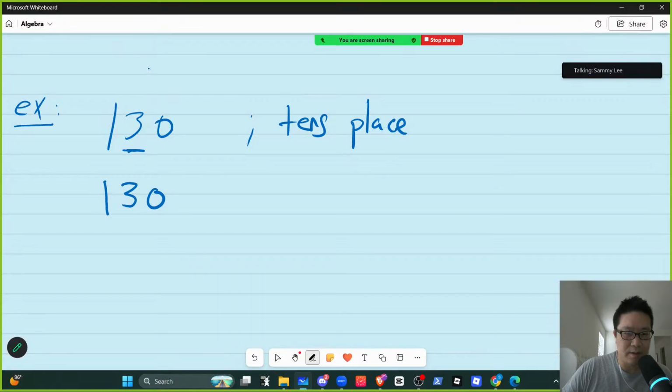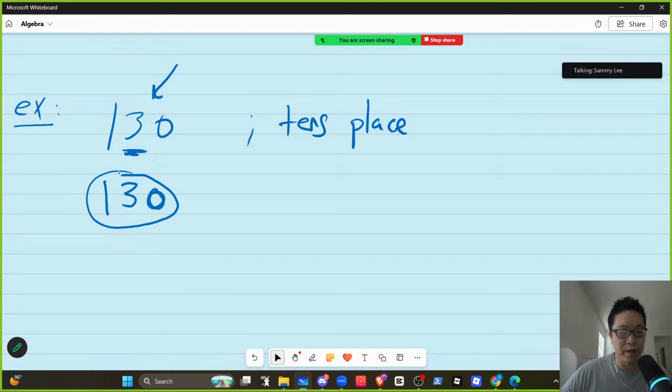So this example is a little bit different because you would think that by rounding you would have to change the number, but it doesn't. 130 stays as 130 because the number to the right of the tens place is 0. So when we round down, the 3 doesn't change, and everything to the right turns into a 0. So 130 rounded to the tens place is still 130. One more.